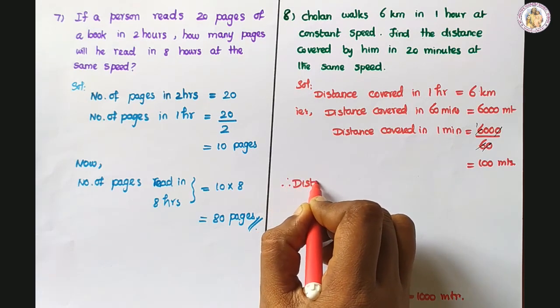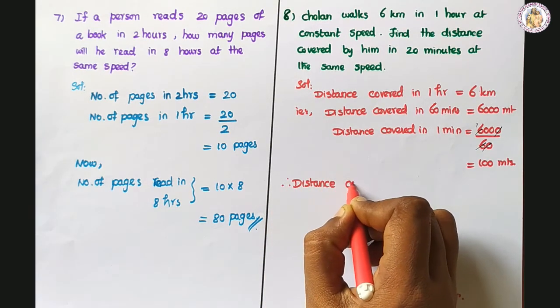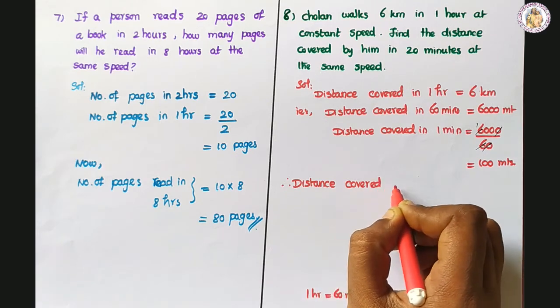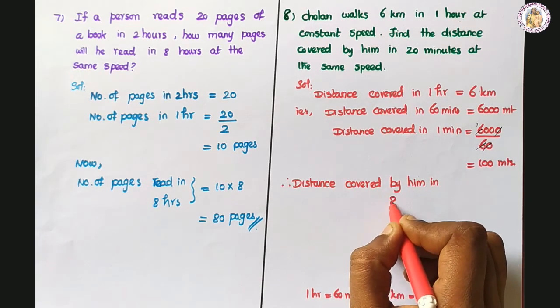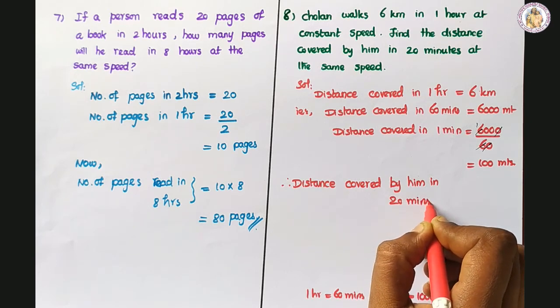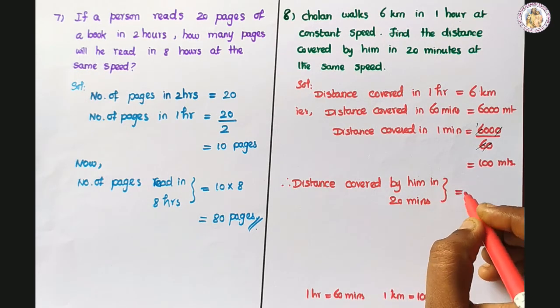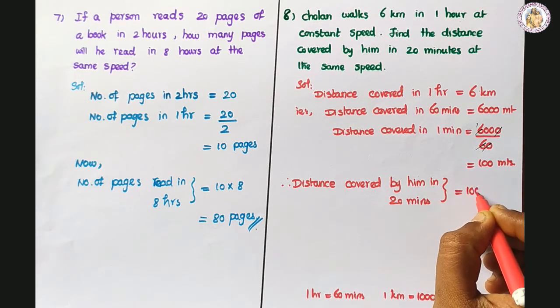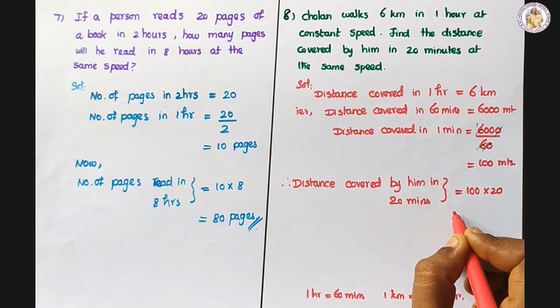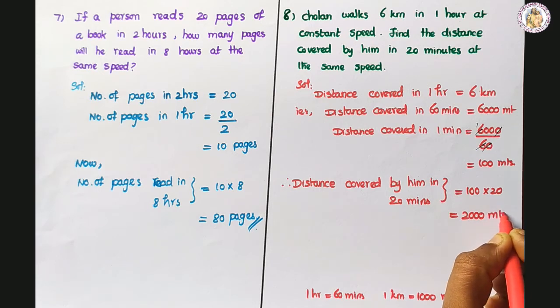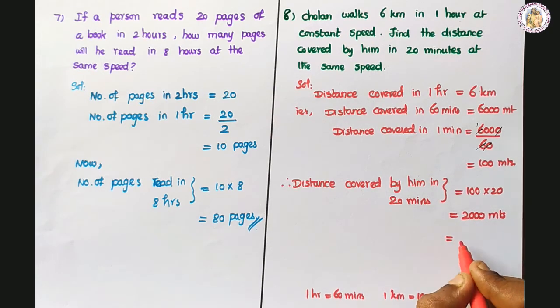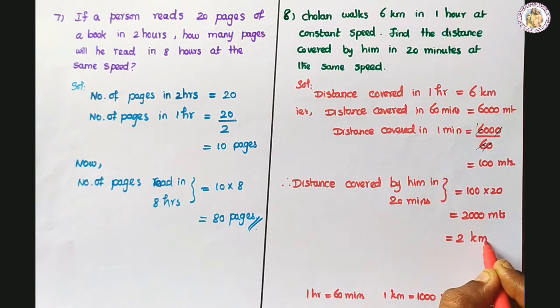Therefore, distance covered by him in 20 minutes equal to 100 into 20, that is 2000 meters. 2000 meters means 2 kilometer. So, that is the answer.